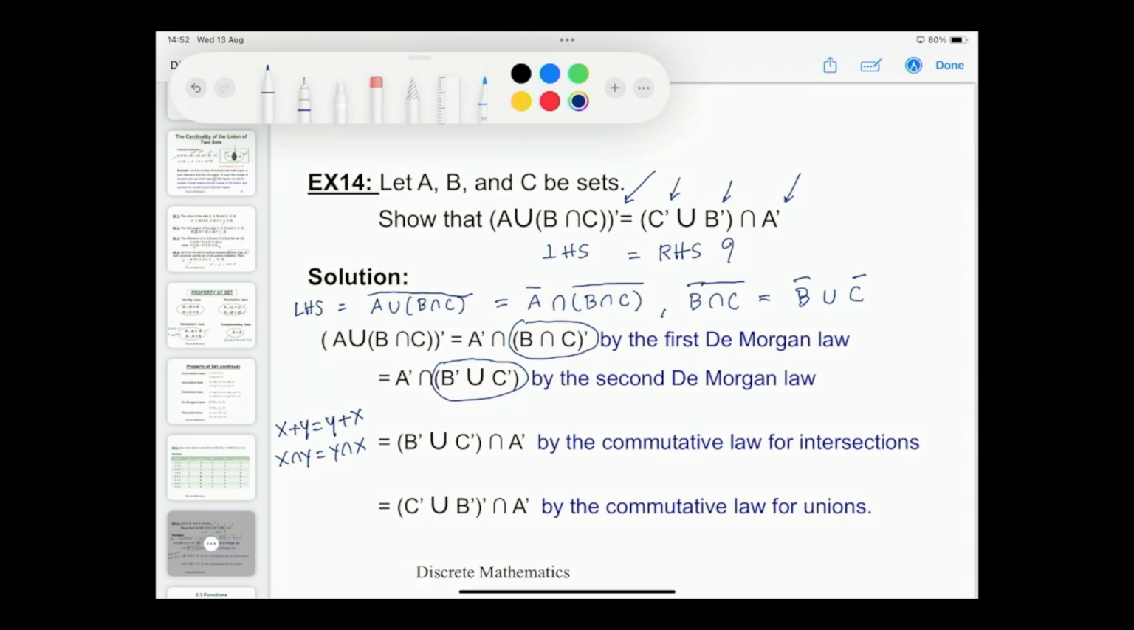Hold on. Looks like there is a typo here. Can you see that somewhere? This one, there is no bar. This one should be removed.